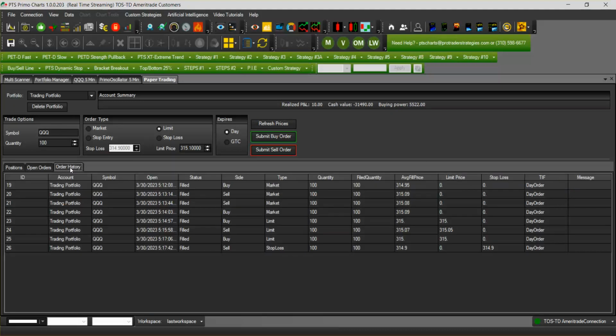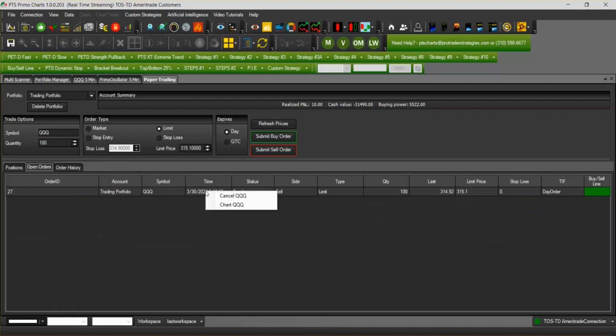Let us go to the order history. The stop loss was taken because it kept going down. So just be mindful that if you have an open order, you have to cancel it, okay? Otherwise it will get filled at some point. And that is how you play between the market and the limit and the stop loss.